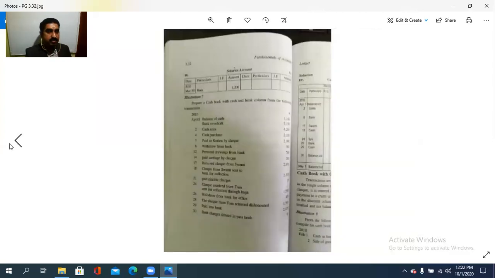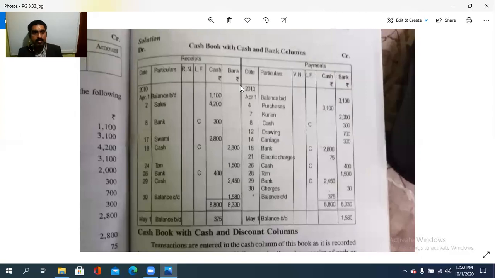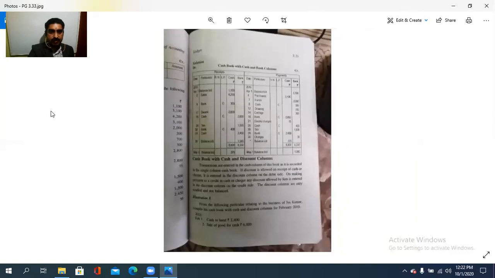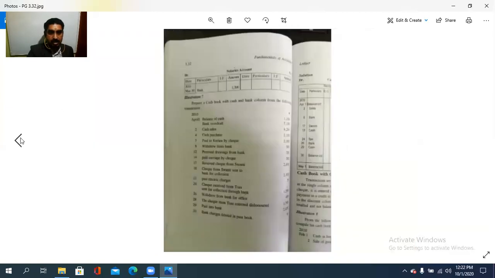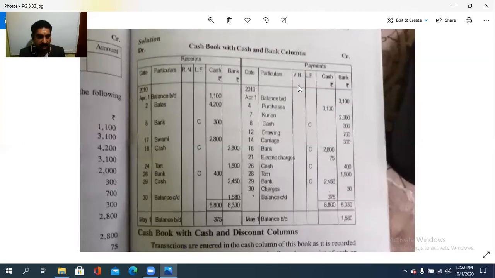Then next item is what? Cash sale. Entry is what? Cash account debtor to sales. So in such a case, see, sales in the cash column, cash account debtor to sales, 4,200. Then next item, what is that? Cash purchase. It is 3,100. So purchase account debtor to cash. So by purchases, look, 3,100 in the cash column.